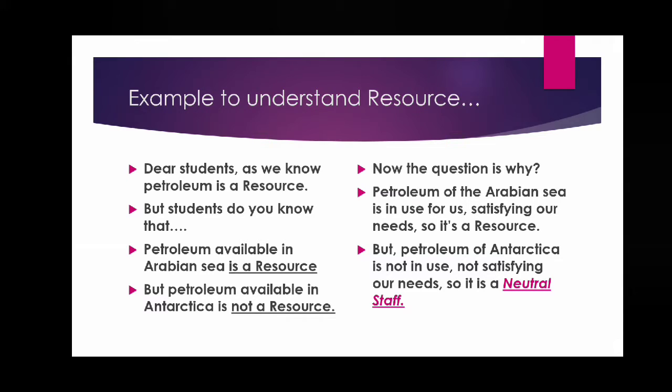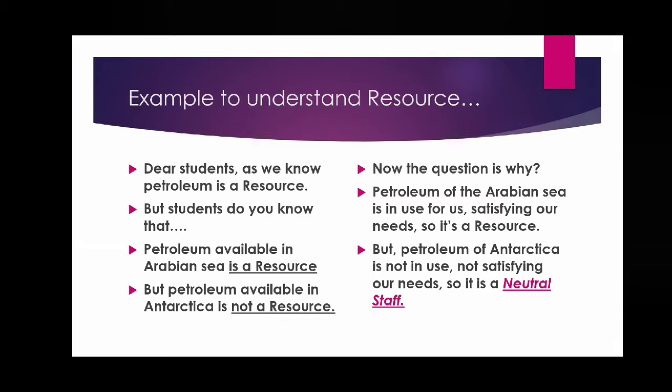Resource. Petroleum, the same type of thing, which is available in Antarctica, is not a resource. Very interesting thing. Petroleum available in the Arabian Sea is a resource. Petroleum available in Antarctica is not a resource. How is it possible? Same type of thing. At one place it is called a resource, at another place it is called not a resource. How is it possible? Now you can ask me, why is it so? So the answer is petroleum of the Arabian Sea is in use for us.